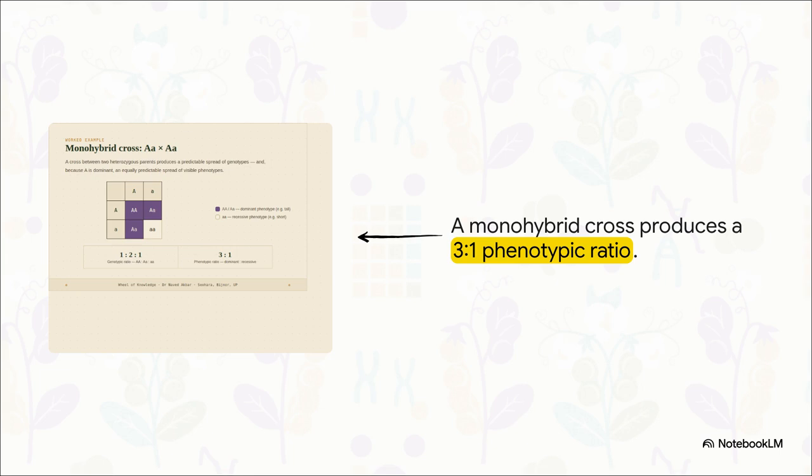The genotypic ratio is a clean 1 to 2 to 1. That's 1 fully dominant, 2 heterozygous, and 1 fully recessive. But you have to remember the law of dominance here. Because 3 of those boxes contain at least one dominant allele, they are all going to look the exact same physically. And that gives us the classic phenotypic ratio of 3 to 1. That's 3 dominant phenotypes for every single recessive phenotype.